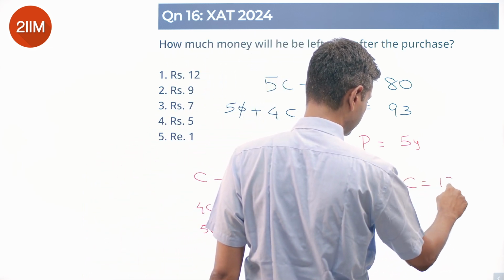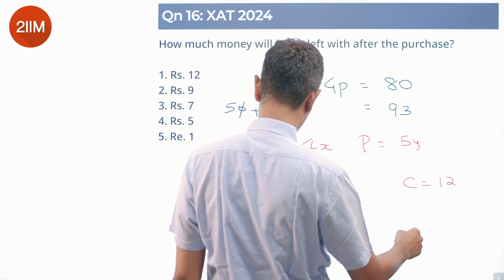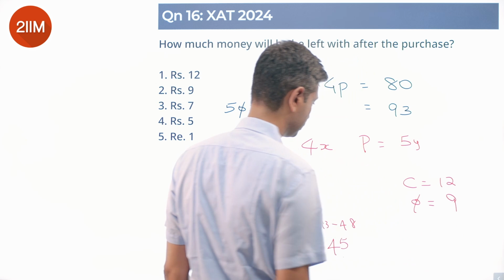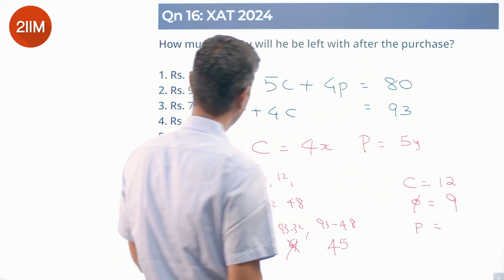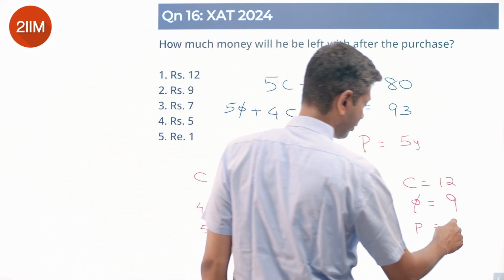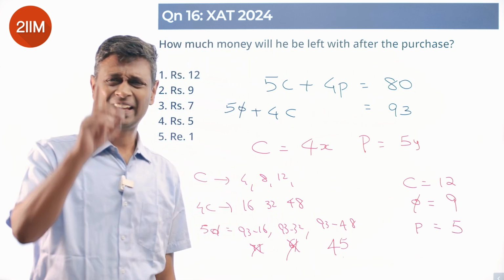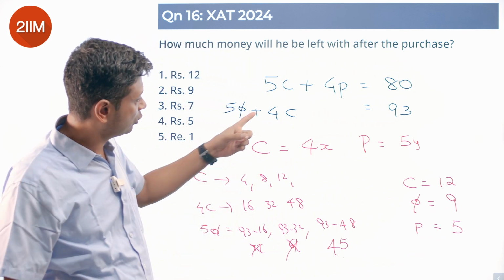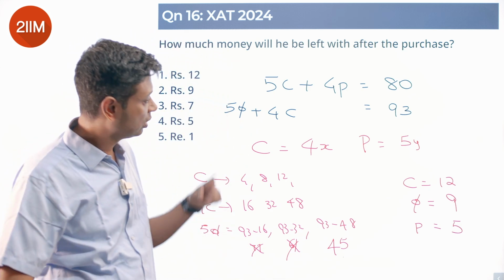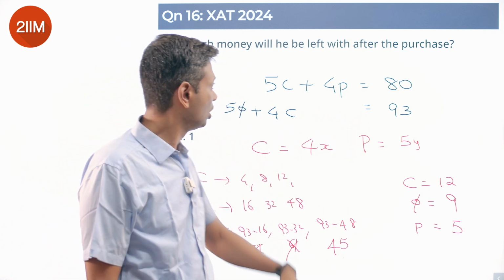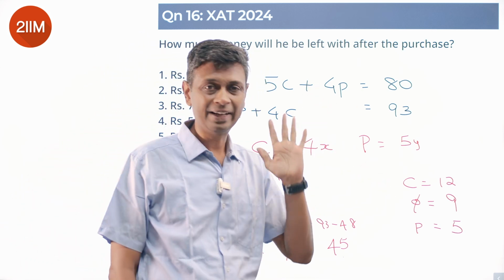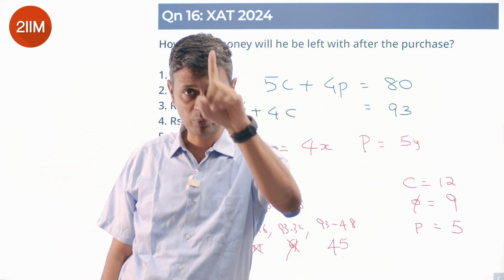should be 12. The price of onion should be 9. Price of potato: 5 into 12 is 60, remaining 20, so the price of potato is 5. So 1 kilogram of cabbage costs 12 bucks, 12 into 4 is 48, 1 kilogram of onion is 9 bucks, 5 into 9 is 45, 45 plus 48, 93, that works. 5 into 12, 60, 1 kilogram of potato costs 5, 4 into 5, 20, 60 plus 20, 80. This is not just a solution, this is the solution, only one thing works.